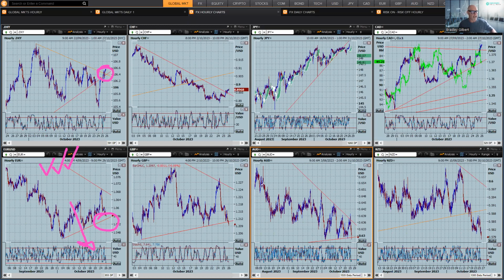And it hasn't broken down through that support line yet. So to me, that's a good one to watch. Dollar Swiss, well, basically the opposite of what happens to the euro. Okay, so that's where we are, guys.